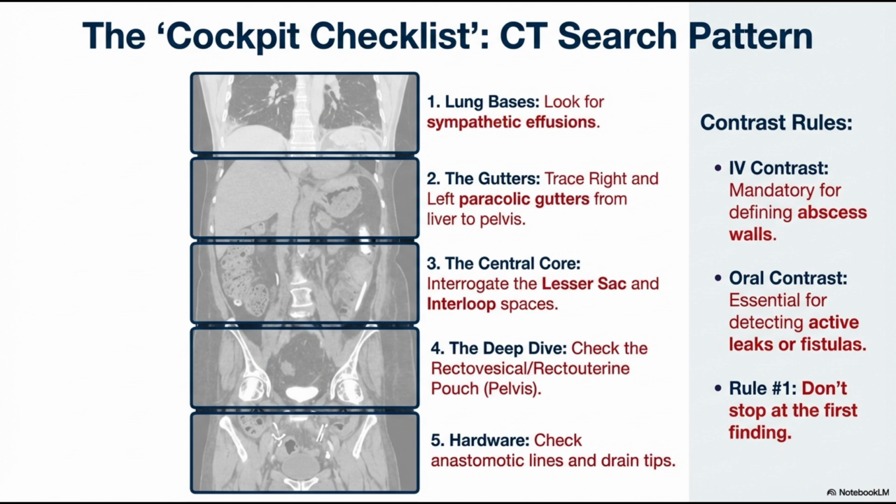Okay, moving on. Space number 3. The sources call this the sanctuary site, the lesser sac. This is the one everyone misses. The lesser sac is a potential space behind the stomach and in front of the pancreas. It is a trap. The sources call it the hidden highway because it technically only has one door, the foramen of Winslow, the epiploic foramen. And if that door gets scarred shut from previous inflammation or surgery, then it's a sealed tomb. You can have a massive abscess in the lesser sac, liters of pus, that does not communicate with the rest of the abdomen at all.